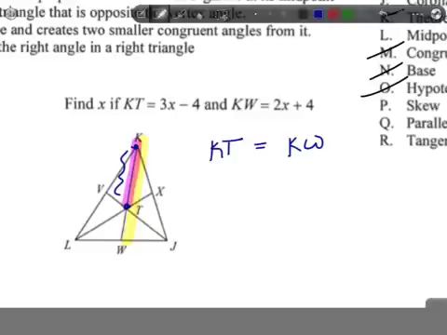They're not equal right now. I've got to apply the 2/3. So KT is 2/3 KW, and that should make sense. KT is smaller than KW. Now I just plug in: KT was 3x minus 4, and KW is 2/3 times 2x plus 4.